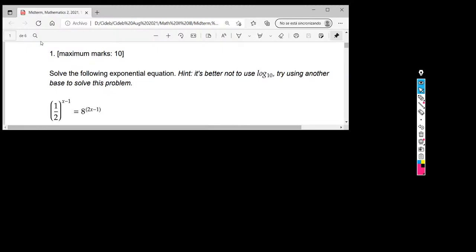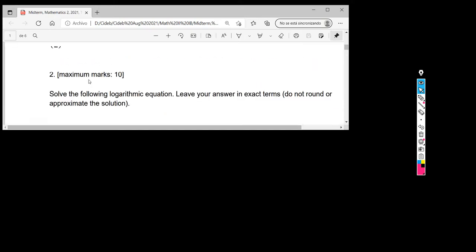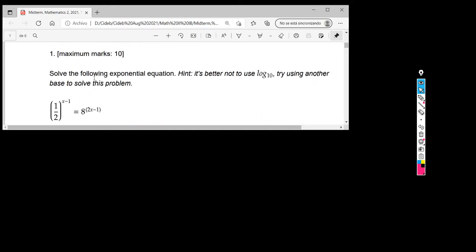Hello class, this is the solution for the exam type A. I'm going to be solving each of these exercises completely so that you can see how they were solved in case you could not do any specific one. I'm going to be putting timestamps on each exercise on the YouTube video, and that's about it.